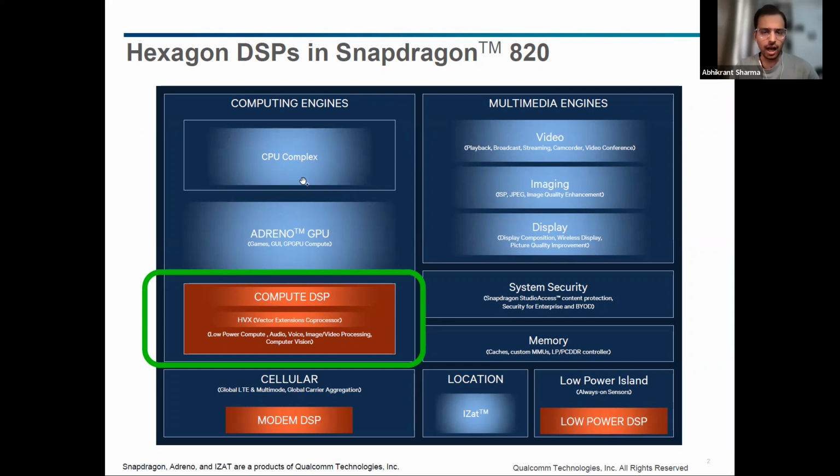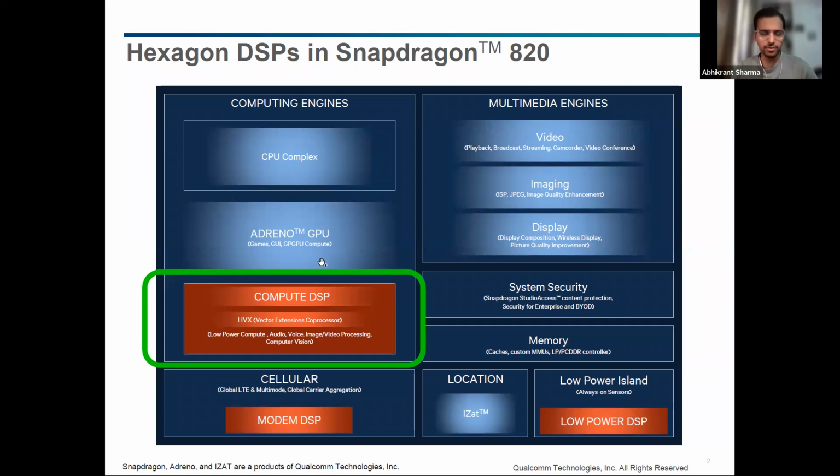Apart from the ARM block, we have a dedicated GPU. This dedicated GPU hardware is responsible for doing all the games processing, or all the GPU computes that we use on a day-to-day basis. For all the game fans out there, when you're playing your games at very high FPS, all those games are being executed on the GPU on the Snapdragon hardware.